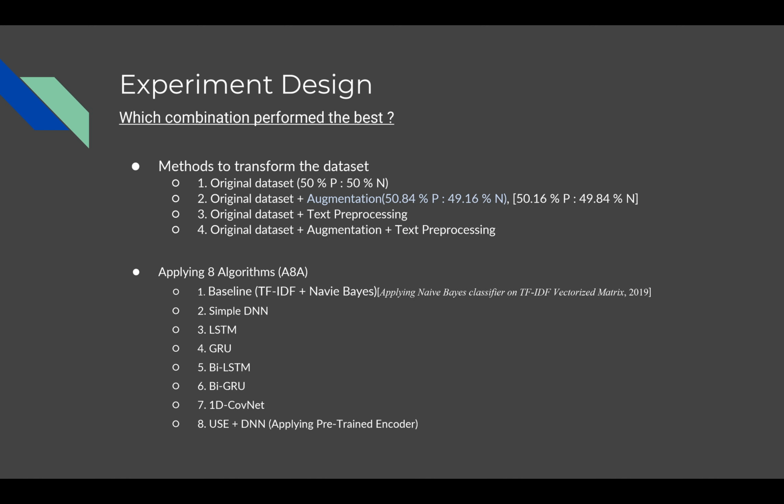The applied methods of algorithm are as below. The first algorithm was a baseline, which used TF-IDF and naive Bayes to classify the text. The second algorithm was the simple DNN, followed by LSTM, GRU, bidirectional LSTM, bidirectional GRU, and 1D ConvNet. Finally, the 8th algorithm used the pre-trained universal sentence encoder and DNN.